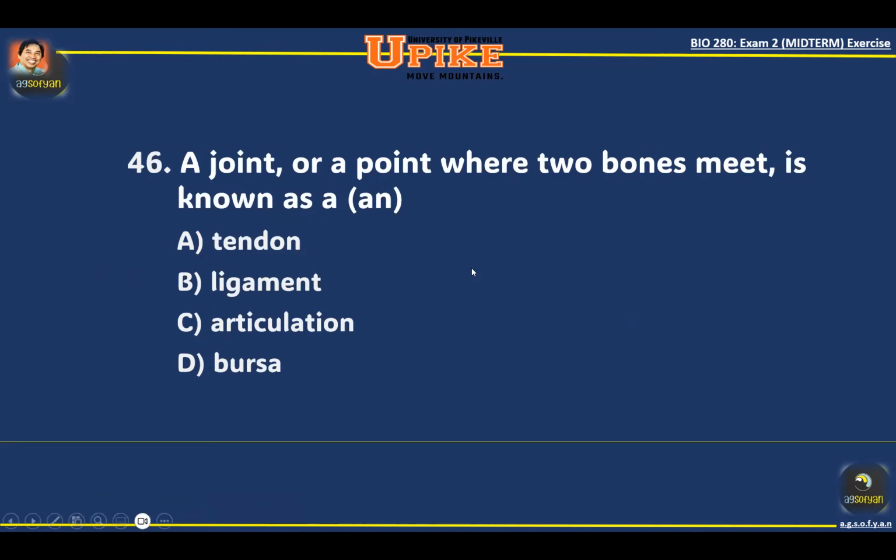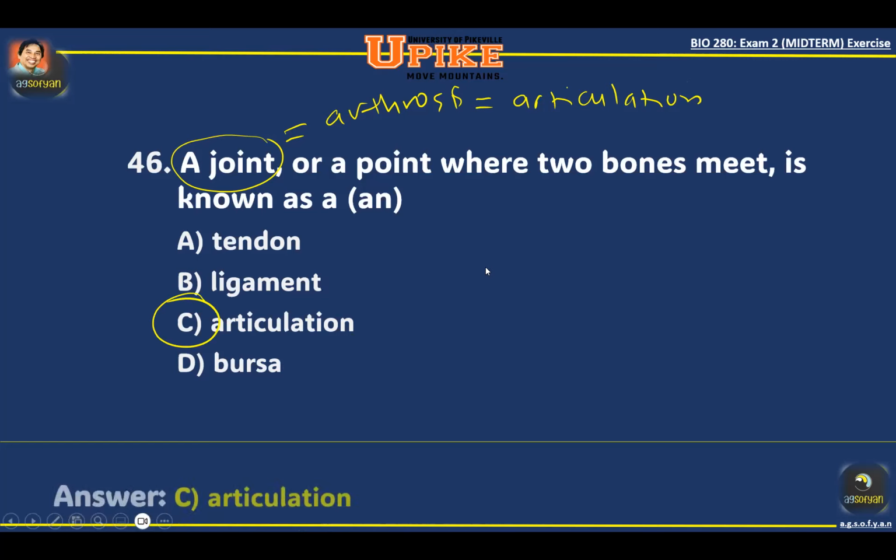A joint, or point where two bones meet, is known as a joint. Another name for joint is arthrosis, or articulation. So joint, arthrosis, and articulation are the same. So this one should be C, articulation.